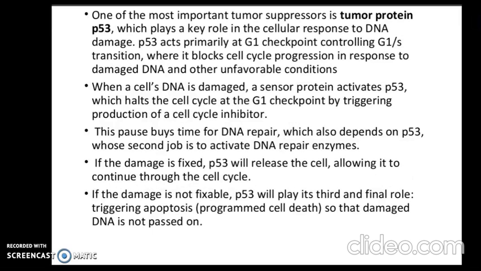One of the most important tumor suppressors is tumor protein P53, which plays a key role in the cellular response to DNA damage. P53 acts primarily at the G1 checkpoint, controlling the G1/S transition, which blocks cell cycle progression in response to damaged DNA and other unfavorable conditions. When a cell's DNA is damaged, a sensor protein activates P53, which halts the cell cycle at the G1 checkpoint by triggering production of a cell cycle inhibitor. This buys time for DNA repair, which also depends on P53, whose second job is to activate the DNA repair enzymes as discussed earlier.